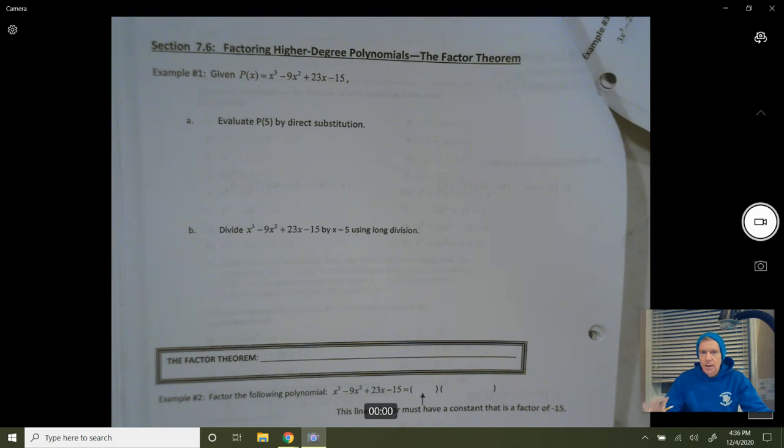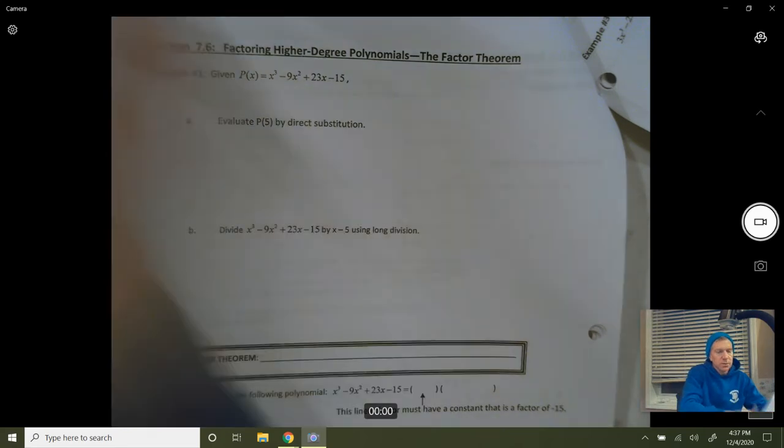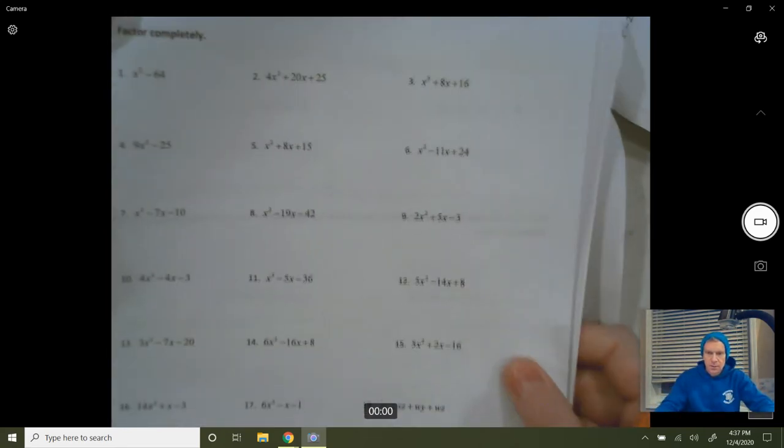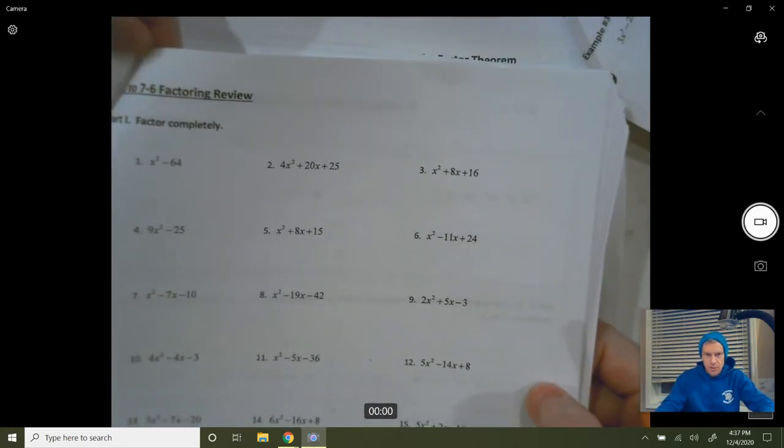What you're going to be working on after you watch this video is the following two pages, a bunch of factoring practice, which is pages 192 and 193 in your notes packet. It's called the 7.2 to 7.6 factoring review. It looks like this. That's the first of the two pages. So that's what you're going to be working on.